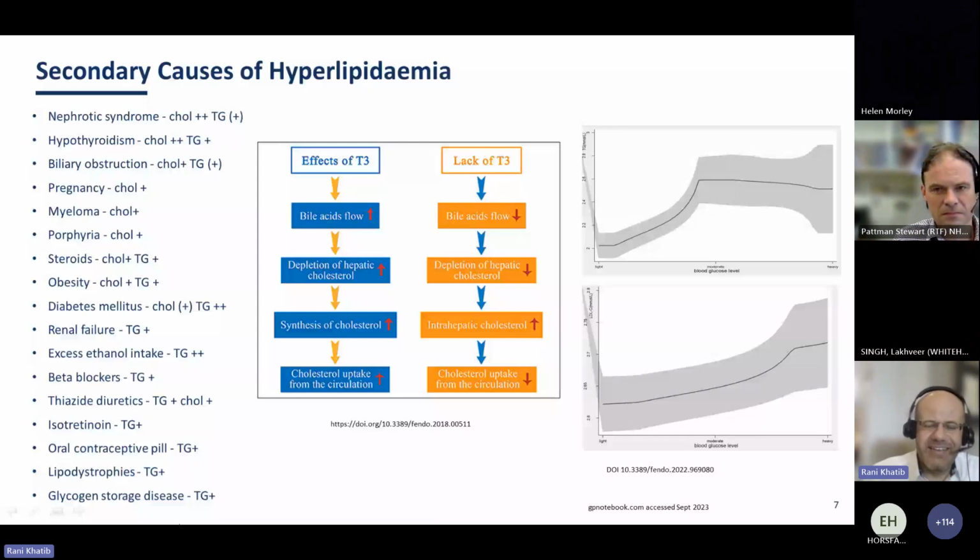Rani, can I just ask something? Sorry, we've got a question in the chat. Do PPIs increase cholesterol? Proton pump inhibitors. To be honest, there might be part of the listed drugs that potentially can affect your lipid profile. It's not something that I screen for. I don't know if you've got any experience with that, Stuart, but it's not something that I usually have on my radar.